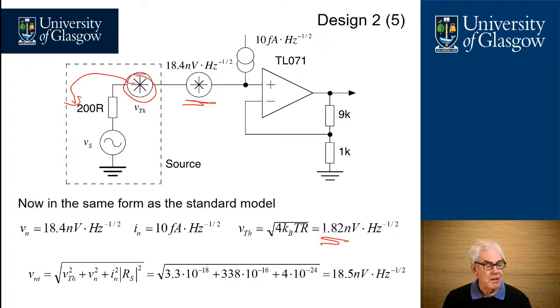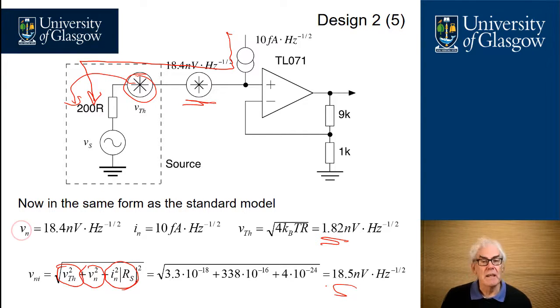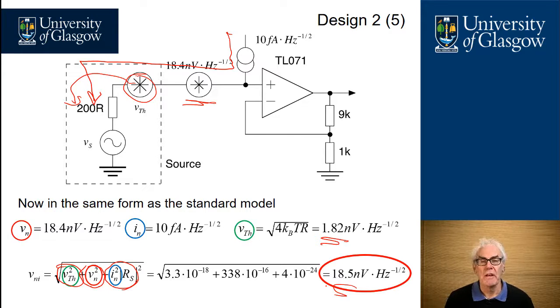So now we can work out the total input noise due to all the various noise sources. So we have the Thevenin noise, we have Vn from the amplifier, and we also have the In times the Rs, which is the flow of the noise current here flowing into the 200 ohm source resistance here. And that gives us a total figure of 18.5 nanovolts per root hertz. And I've highlighted on the equation here where the different contributions come in and how they add together to give us a total value of 18.5 nanovolts per root hertz.